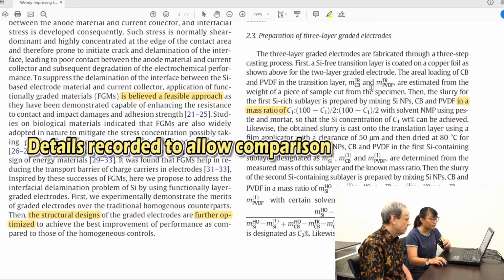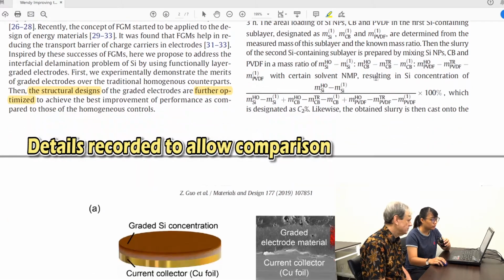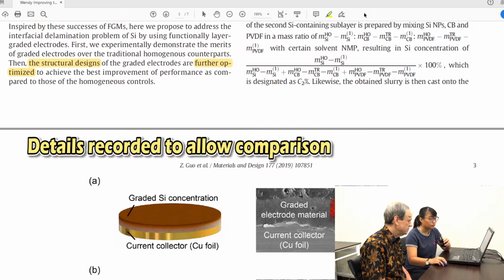Yes, and they also list the equations here, so that if anyone wanted to do it again, then they can use them. Check it. Yes.